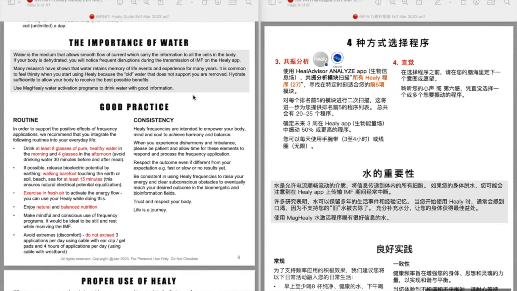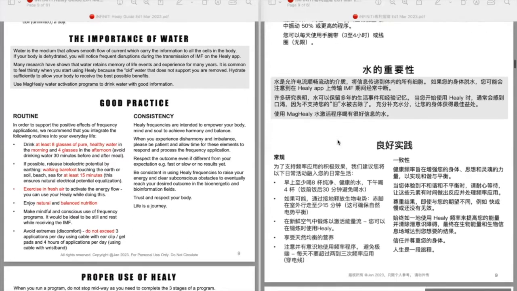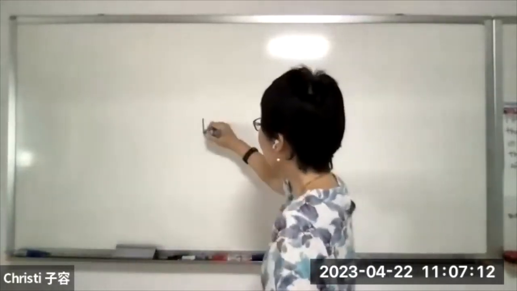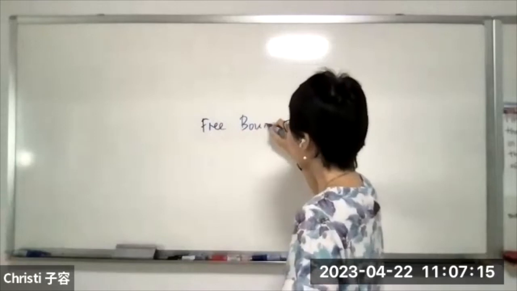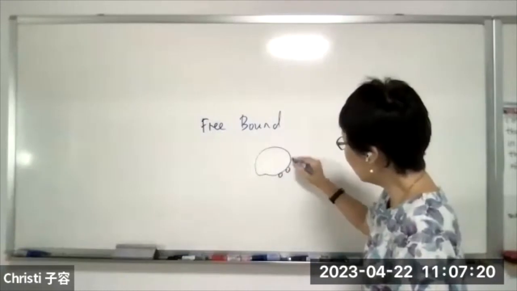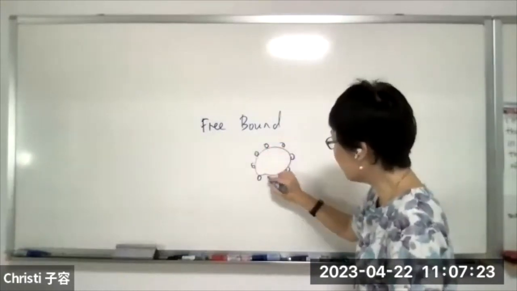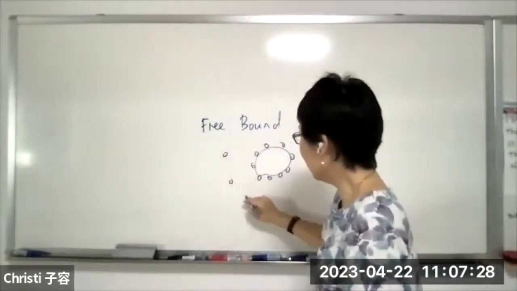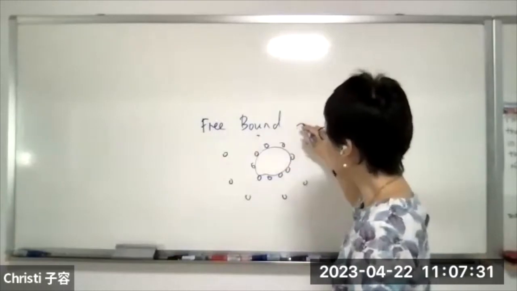Now I would like to bring your attention to the importance of drinking water. There are two types of water. One type is called free water, and the other type is called bound water. Bound water means, if this is your protein, the water surrounds your protein. This is called bound water. It cannot move. The free water are those that are free to move.